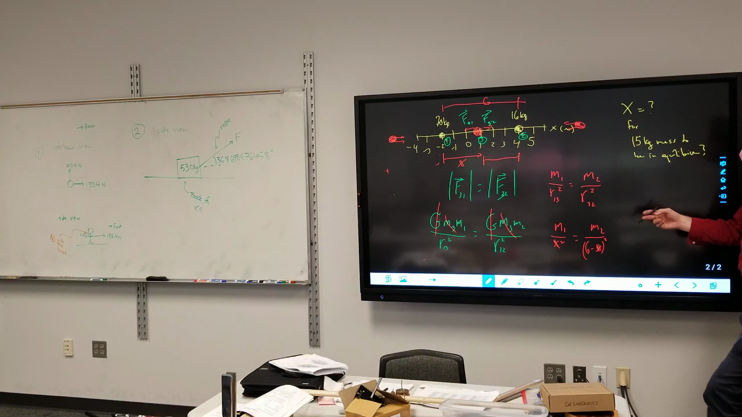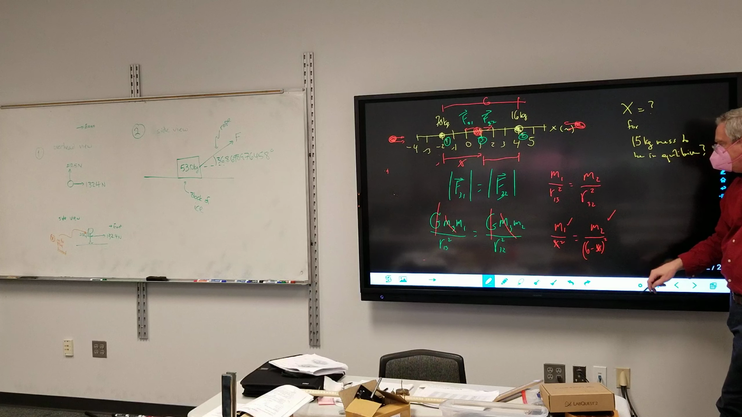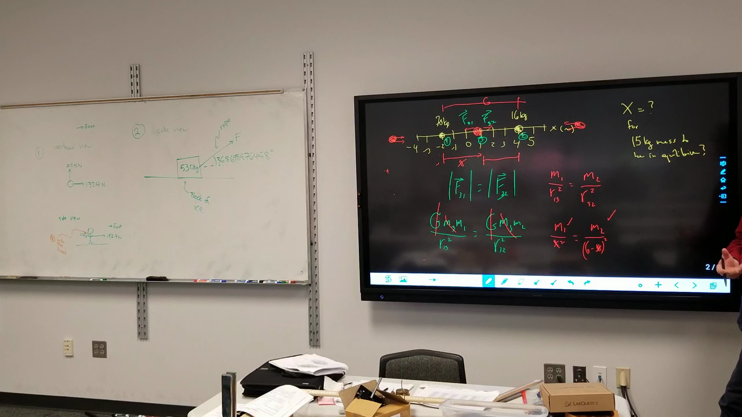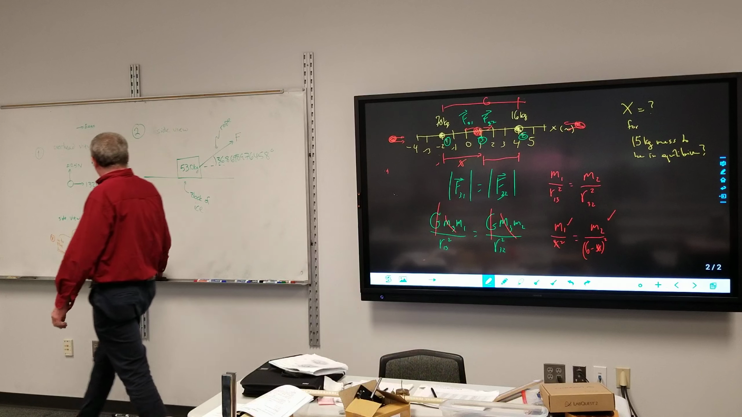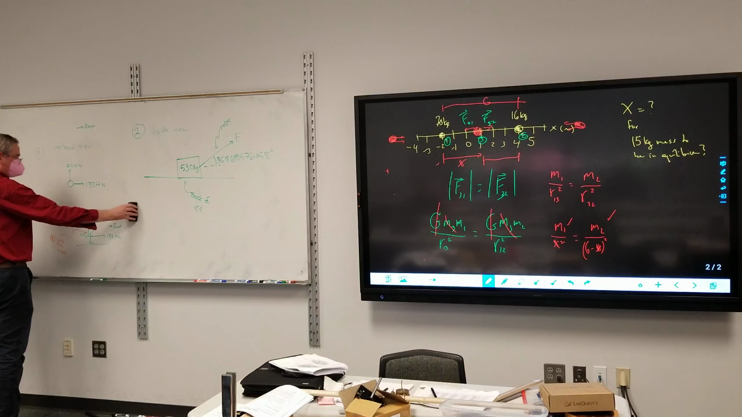All right, so now I know what mass 1 is, I know mass 2. I have only one unknown, I have one equation, it's solvable. The question is, how do you want to solve it? So how do you want to solve it?